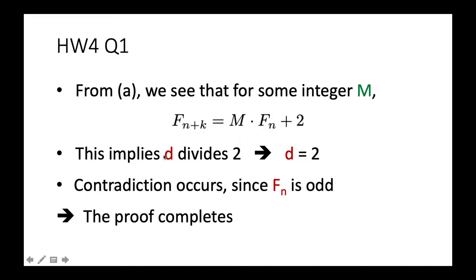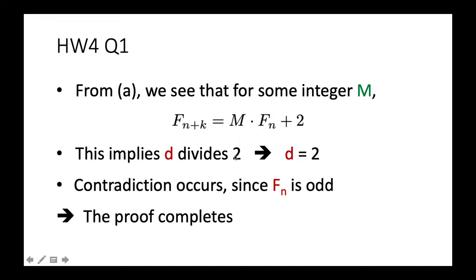Now recall that d is a common factor of f of n plus k and f of n. So this means that this is a multiple of d, and this is a multiple of d. So if I put this to the left-hand side, we will see that 2 will be the difference of two multiples of d, which means that 2 will be a multiple of d as well. So d divides 2 properly.